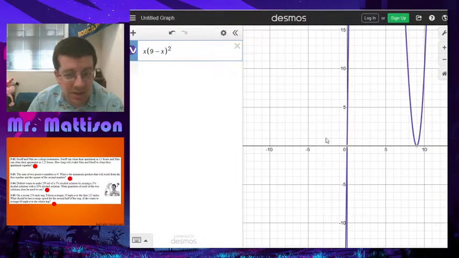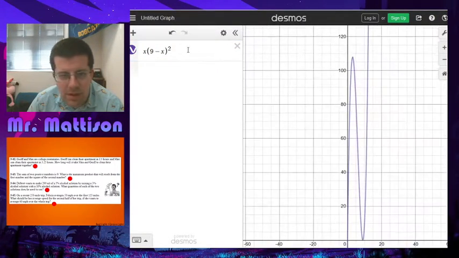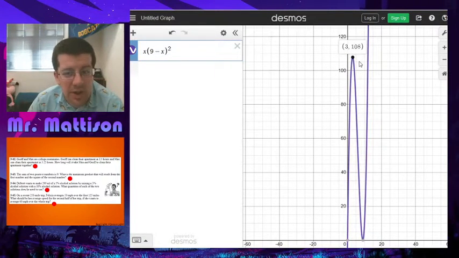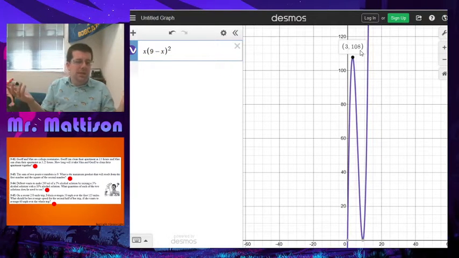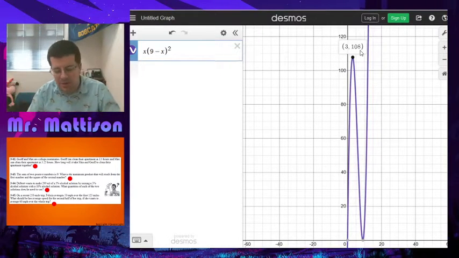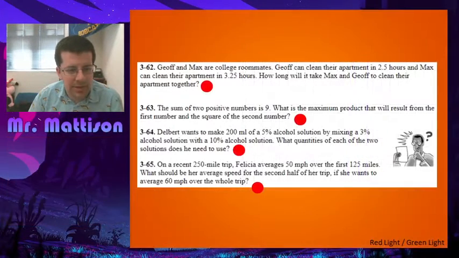And now I get this graph. So if I zoom out, I can see it right there, 3, 108. So x is 3, the result is 108. So if the first number is 3, the second number has to be 6, or you could do 6 and 3, you'll get the same result either way. So my numbers are going to be 3 and 6. Awesome. Okay, so back over to this.